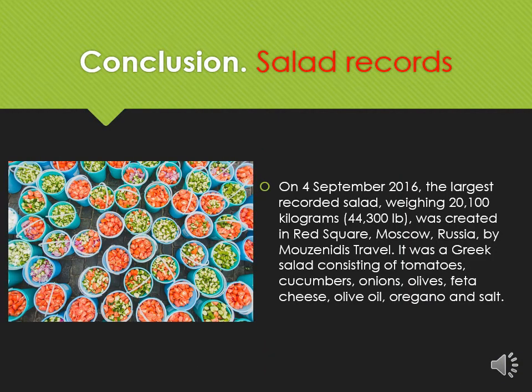In conclusion, I want to say some interesting facts and records about salads. On 4th September 2016, the largest recorded salad, weighing 2,100 kilograms, was created in Red Square, Moscow, Russia, by Mosedinius Travel. It was a Greek salad consisting of tomatoes, cucumbers, onions, olives, feta cheese, olive oil, oregano, and salt.